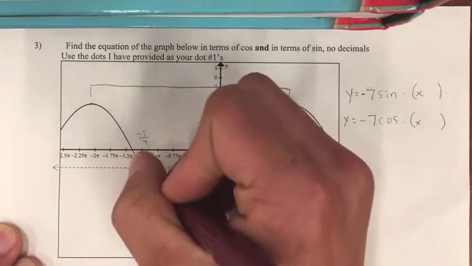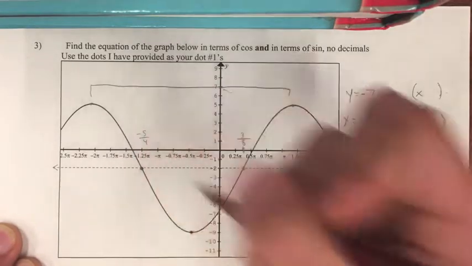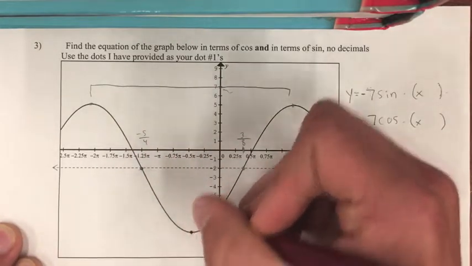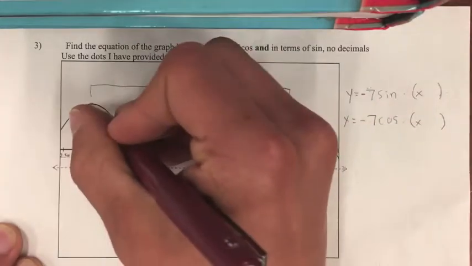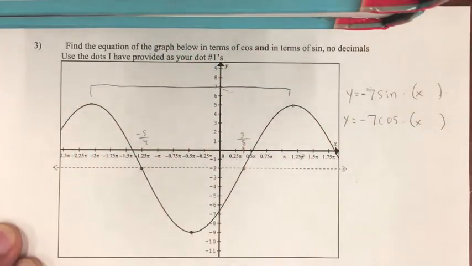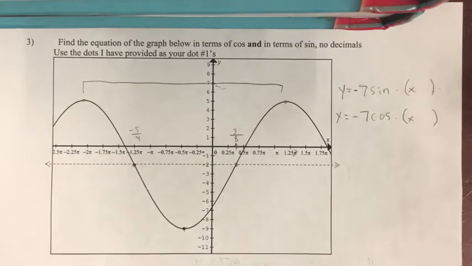If it was opposite and the sine started going up, it would be a positive, and if cosine started by going down, say if the beginning point was right here, it would be positive. But in this case, it's going to be negative.